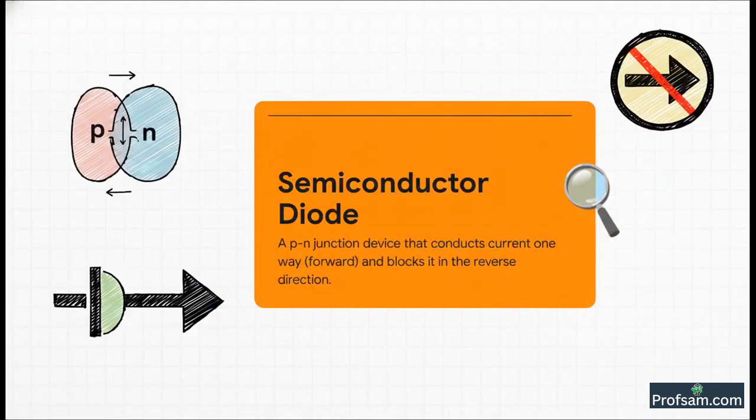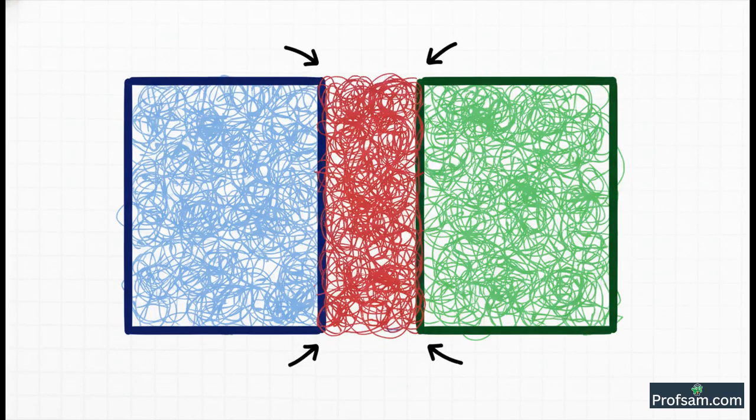Okay, so here's the formal bookish definition you need for your exams. A semiconductor diode is a p-n junction device that conducts current in one direction, which we call forward, and blocks it in the opposite direction, which we call reverse. The most important part to remember here is this one-way behavior, and it all comes from something called the p-n junction.